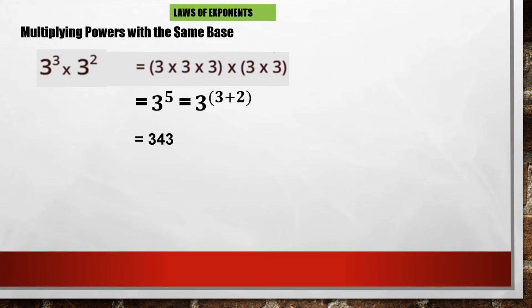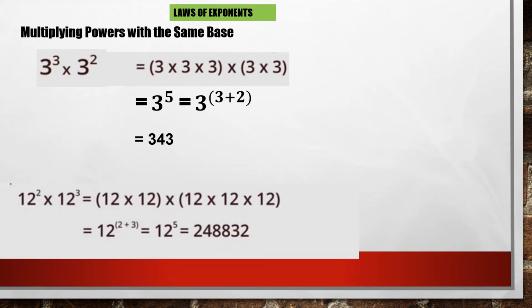Here we multiplied identical bases. For that we have to add the exponents together. Let us take one more example. 12 square into 12 cube is equal to 12 into 12 into 12 into 12 into 12. That is also equal to 12 raised to 2 plus 3, which is 12 raised to 5.